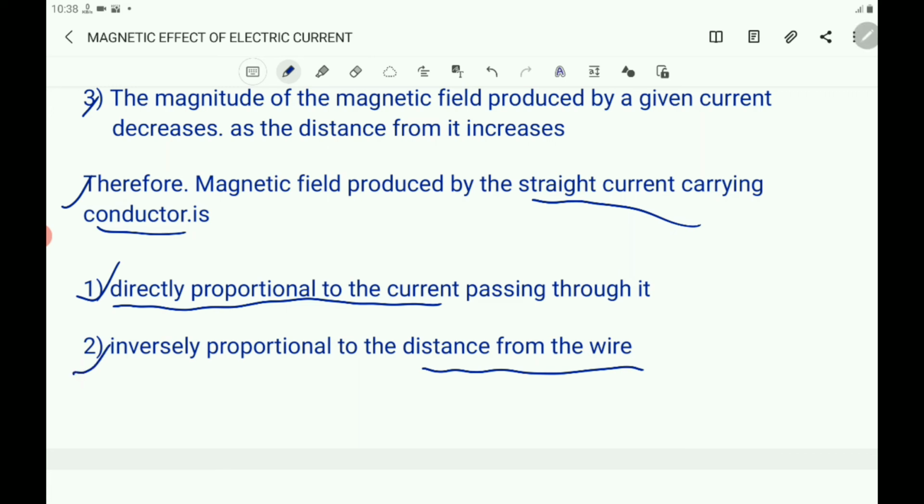And the magnetic field produced is inversely proportional to the distance from it. Distance from the wire means as the distance increases, magnetic field decreases. As the distance decreases, magnetic field increases. So directly means as one increases, the other also increases. Inversely means as one increases, the other decreases. So that is the conclusion you can make here, and write down the conclusion.